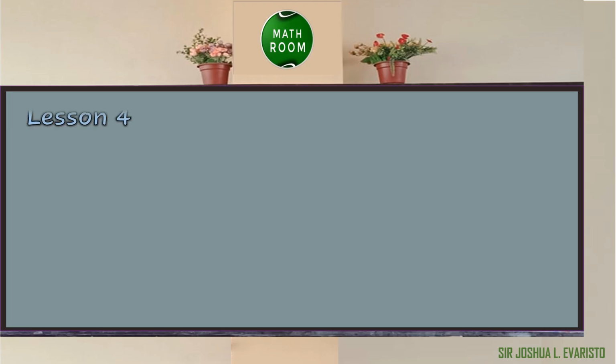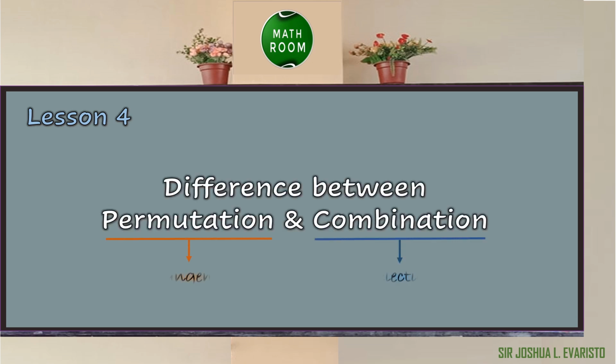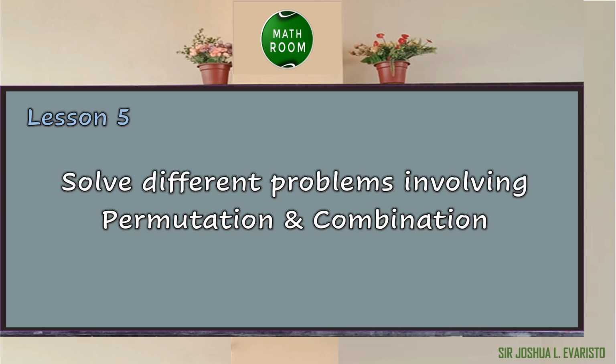In our previous lesson, we already determined the difference between permutation and combination. We learned that permutation is all about arrangement and combination is about selection. Visualizing the problem is the first step in solving problems about permutation and combination. In this video, we will solve 7 different problems involving permutation and combination. You may answer each question by pausing the video before it reveals the correct answer.